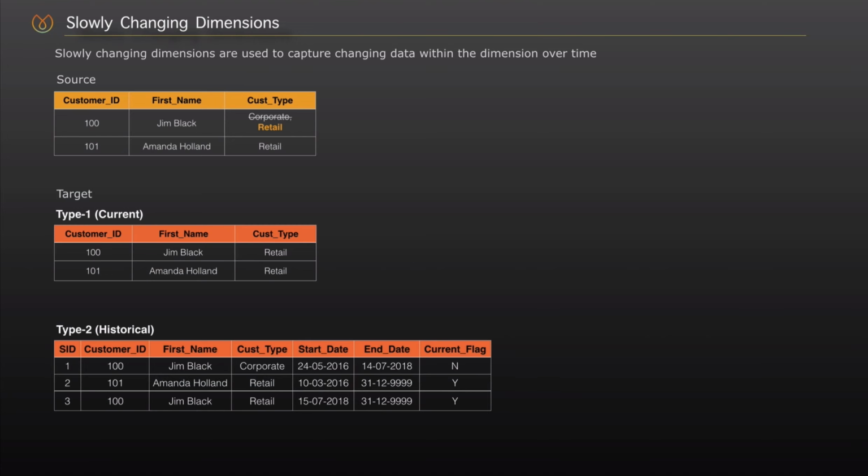Whether we store the data in type 1 as a current view or type 2 in a historical way is totally up to the business decision. It means that they need to decide how they would like to display data.